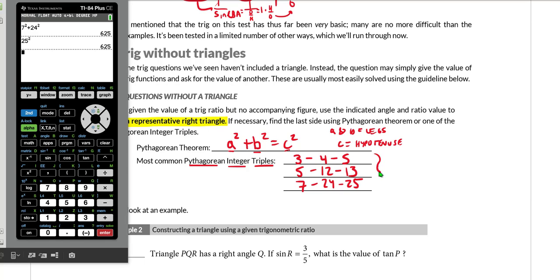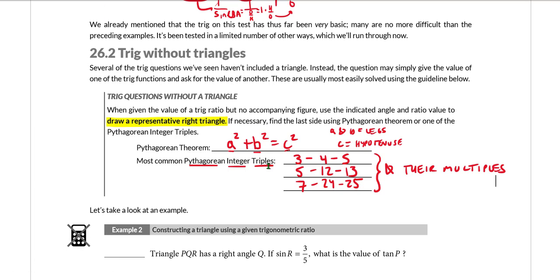You do need to understand that all of the multiples of these triples, let's write down, and their multiples. All of the multiples of these triples will also fit into the Pythagorean theorem. So the 6, 8, 10, or the 10, 24, 26, just multiplying those first 2 triples by 2.